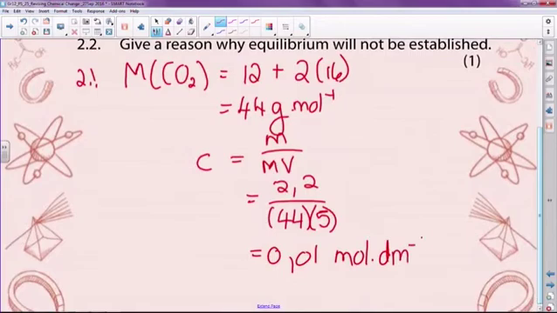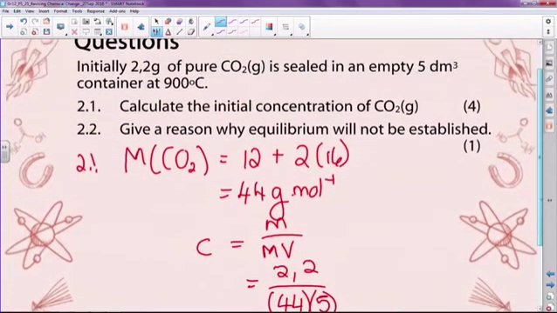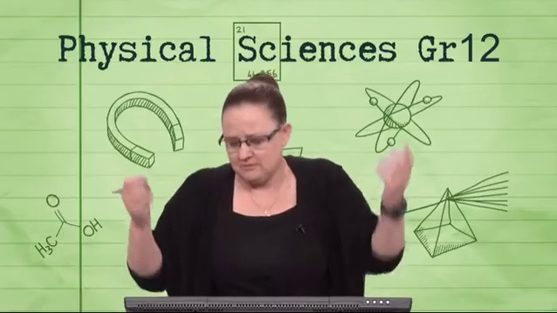Now they ask an interesting question, because they say, give a reason why equilibrium will not be established. Well, all they put in was CO2. In order for equilibrium to happen, there needs to be a reaction taking place that has a forward and reverse reaction happening. There's no chemical reaction happening. Equilibrium cannot be established. Okay, simple as that.